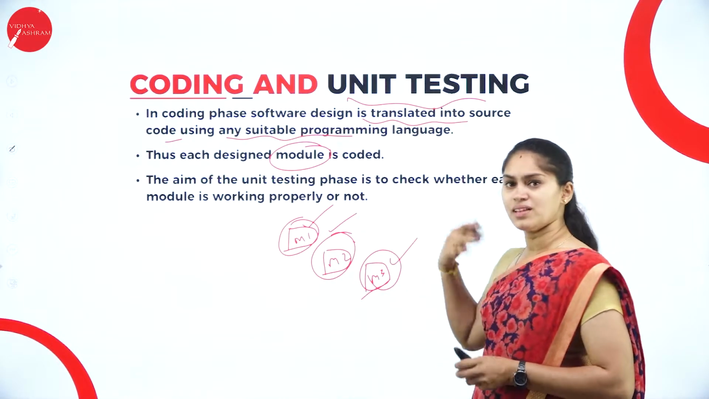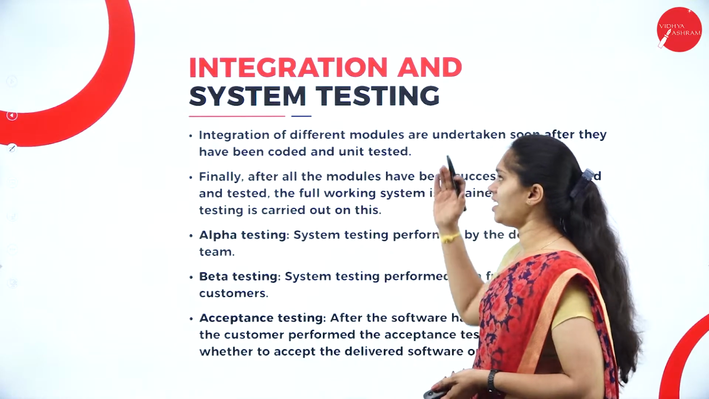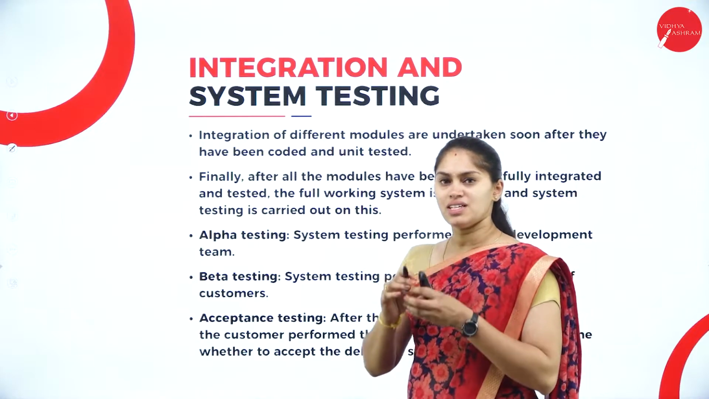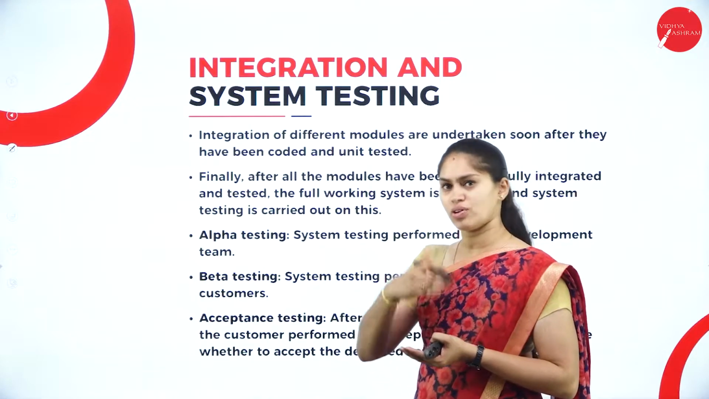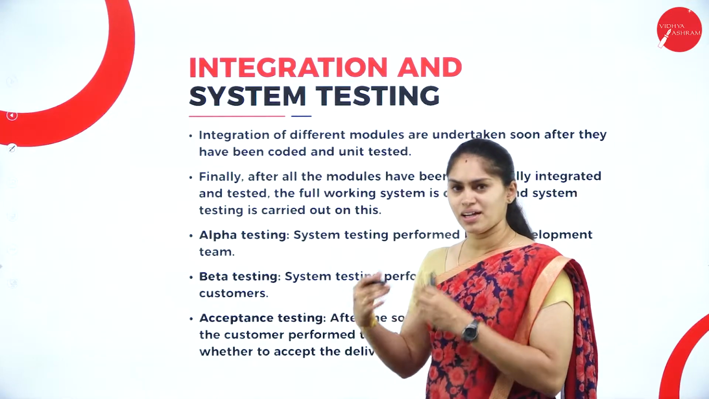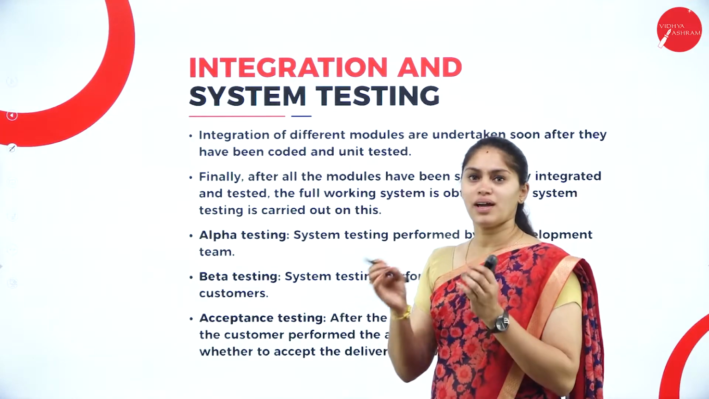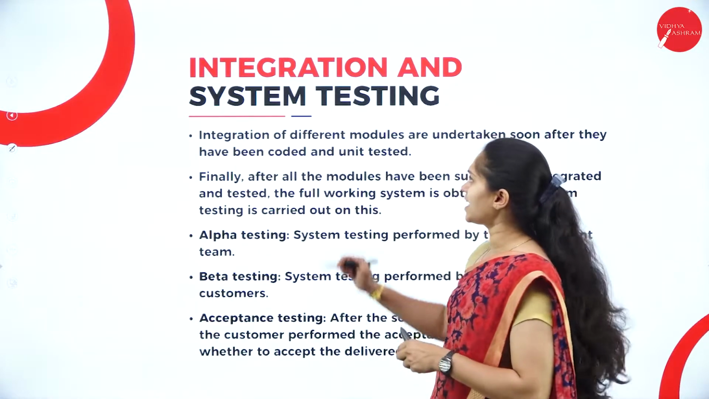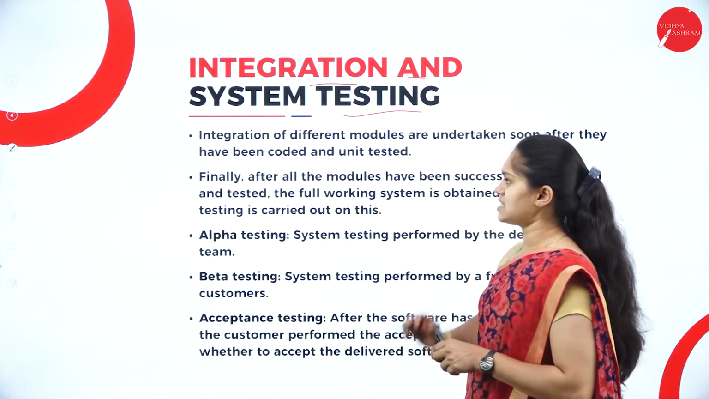If it is okay, then it is going to be integrated together. For example, M1, M2, M3, we have 3 modules. First, I am going to check module 1. If it is okay, then I will go with module 2, module 3. If all are working fine independently, then I will check what happens if I assemble all the modules together and how it is going to work. That is regarding integration and system testing.